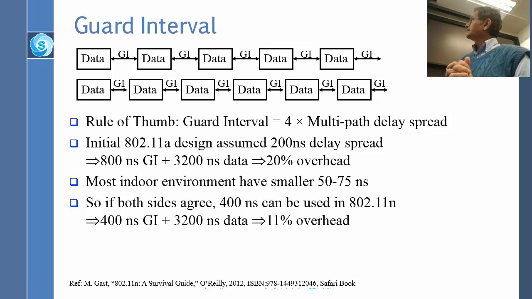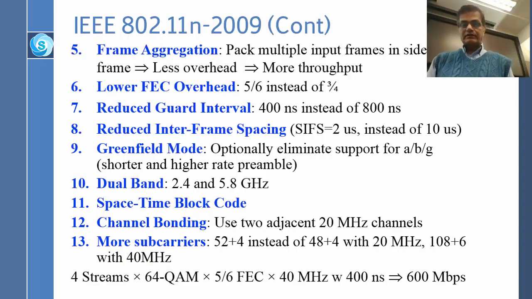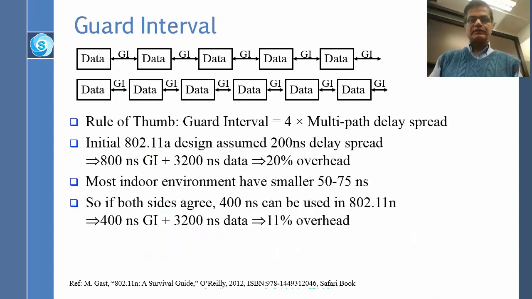So if both sides agree, meaning receiver and transmitter agree, then 400 can be used in 11N. And so 400 plus 3200 will give you 11% overhead as opposed to twice that much. So the overhead would be, instead of 1.22, it will be 1.11. I mean, you can use a multiplier here. For 400 nanosecond, you get 11% less overhead, whatever. So that is how you calculate.